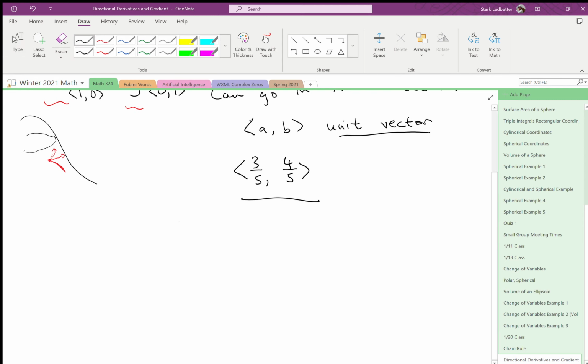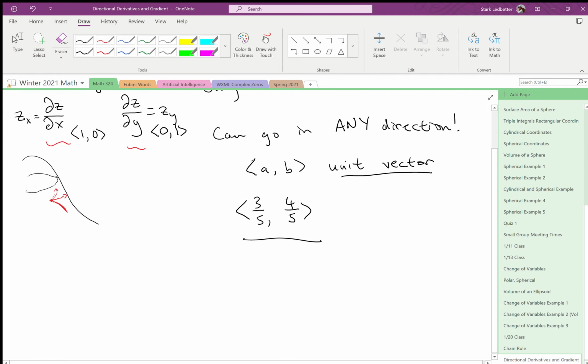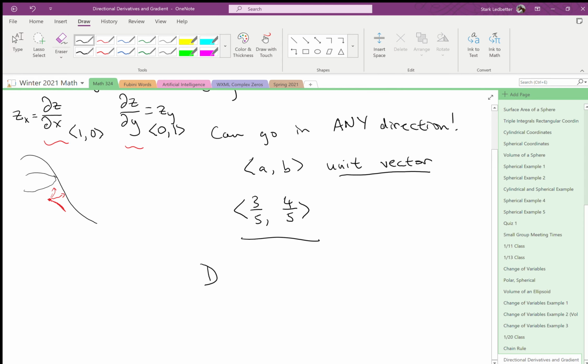Okay, so the notation, because like before we had z_x too, that was a different notation, and z_y, but that notation's not going to be good enough. So we're going to use a capital D for derivative, and we're going to put the vector u, where u is some vector a comma b, of the function f, and that's going to be notation for the directional derivative.